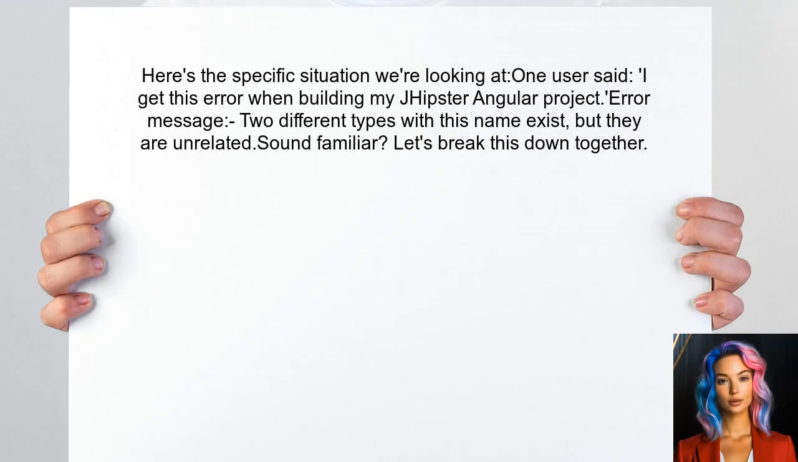Let's take a closer look at the specific issue at hand. One user reached out saying, "I get this error when building my JHipster Angular project." They shared the error message, which mentions that two different types with the same name exist but are unrelated. Sound familiar? Let's break this down together.